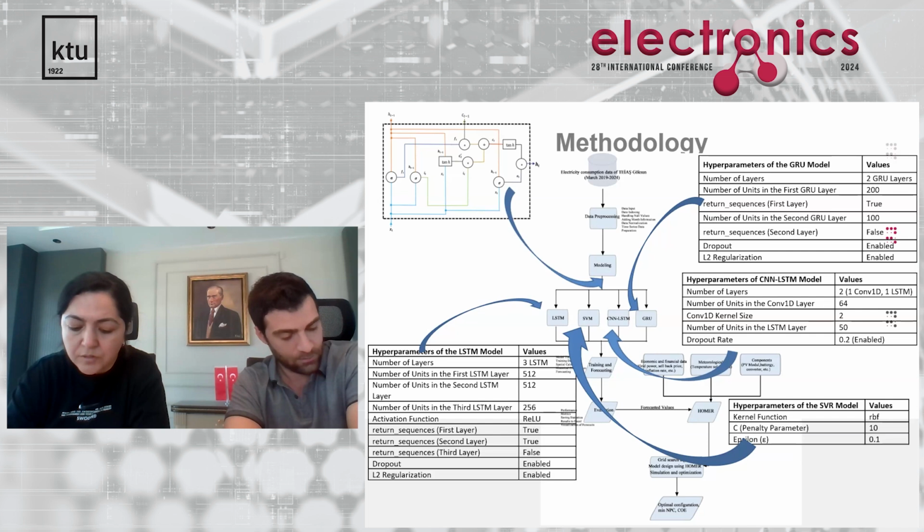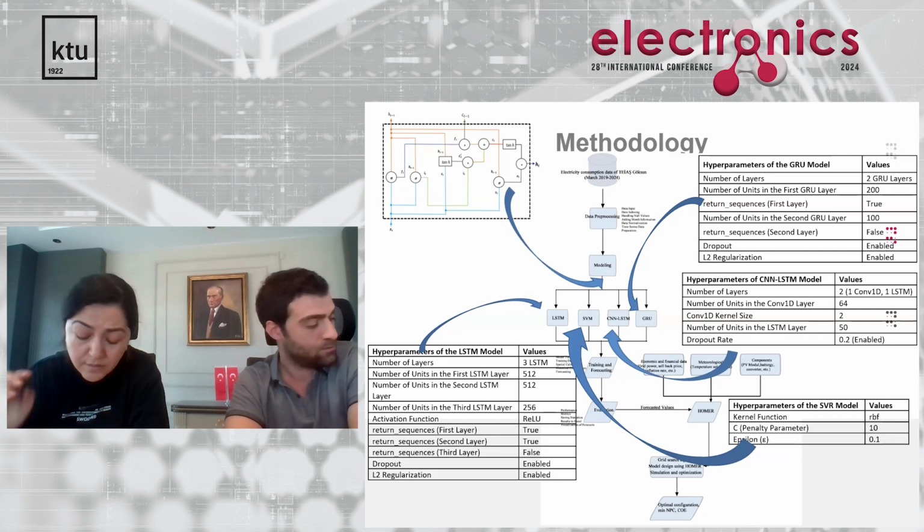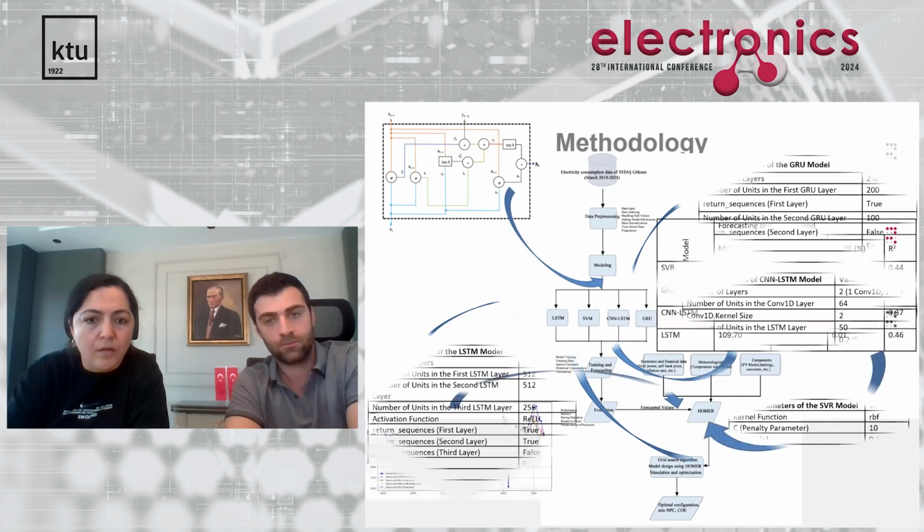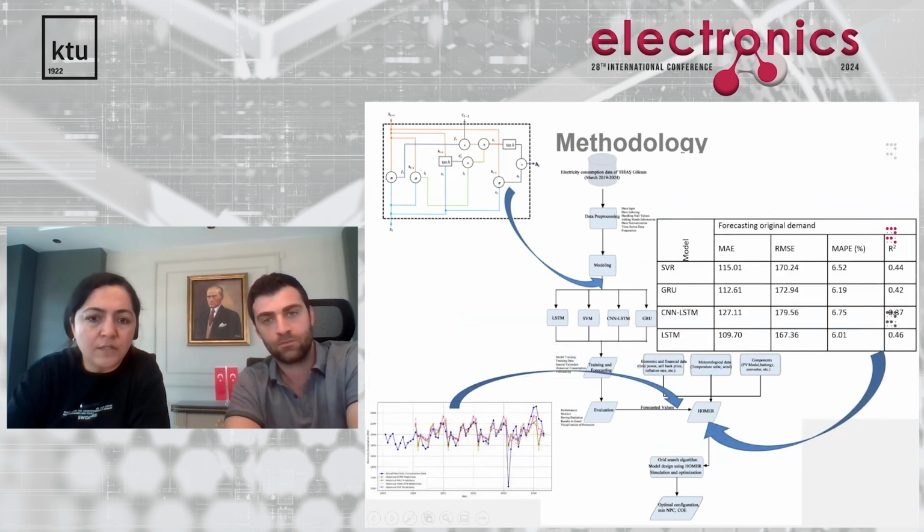We use dropout layers and an L2 regularizer to prevent our model from overfitting. In the training and forecasting phase, 80% of the data was used as the training set, and 20% of the data for the test set.